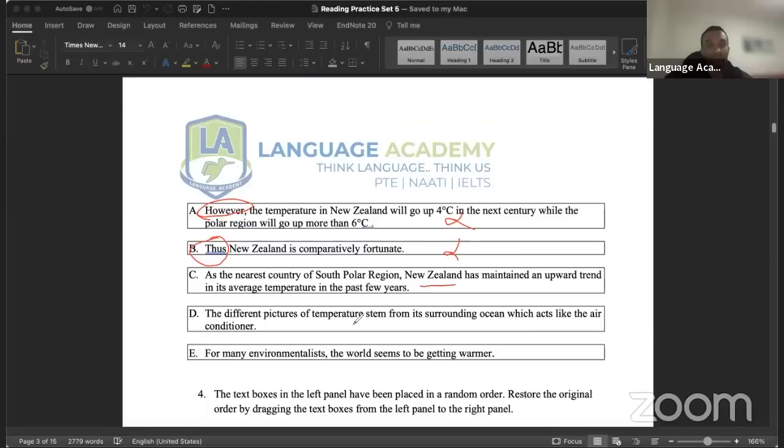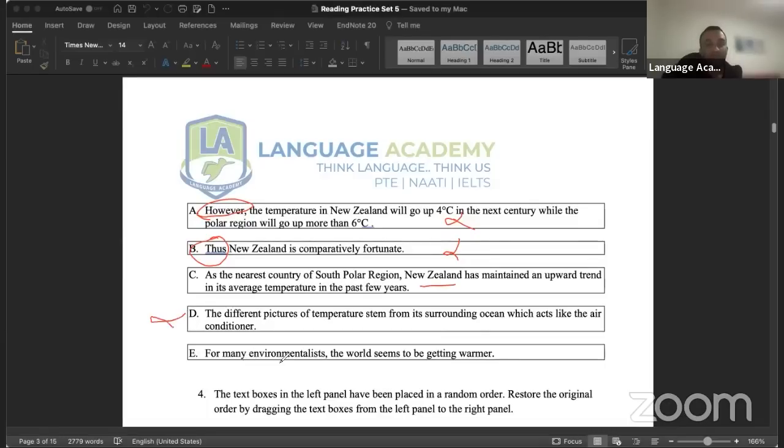Different pictures of temperature stem from its surrounding ocean, which acts like the air conditioner. It's not giving me sort of an introduction kind of a feel to it. What air conditioner? What does it actually want to say? Nothing about New Zealand in this one as well. It can't be my first one.